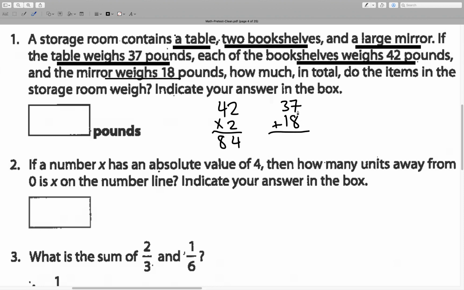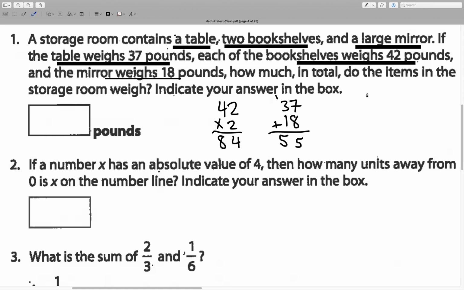What's 8 plus 7? Could y'all tell me? Sorry, I don't have my 15. Exactly. And we carry the 1 right over here. Now 8 plus 7 is 15, right? We carry the 1. Okay, 3 plus 2 is what?